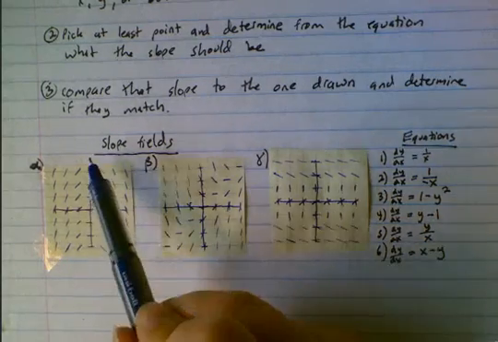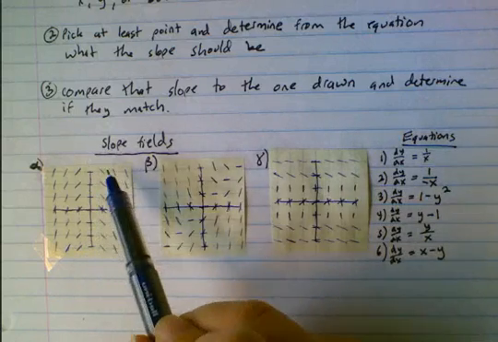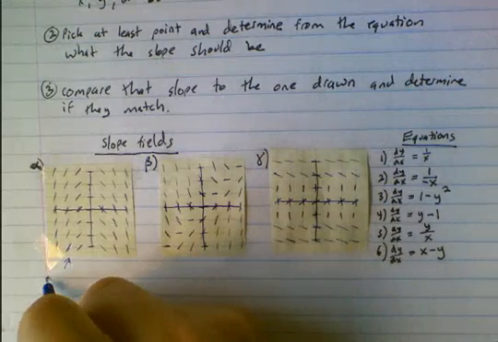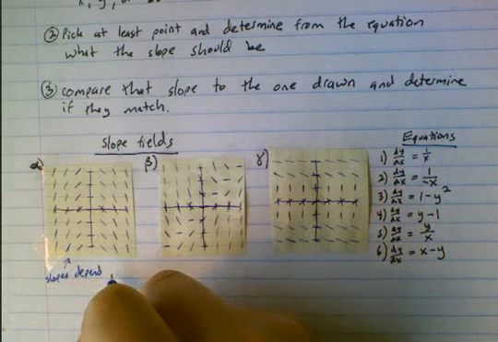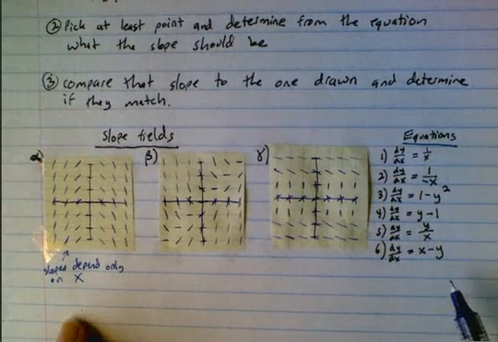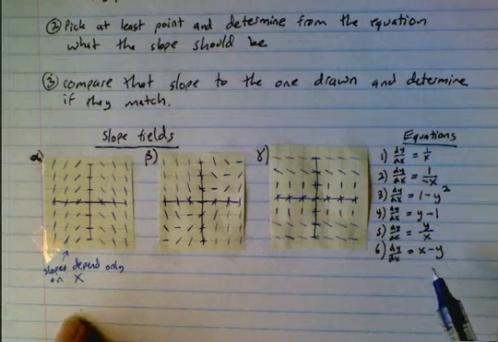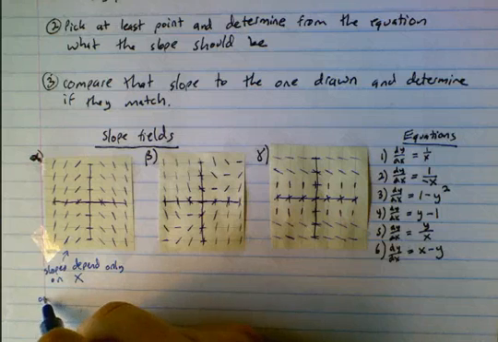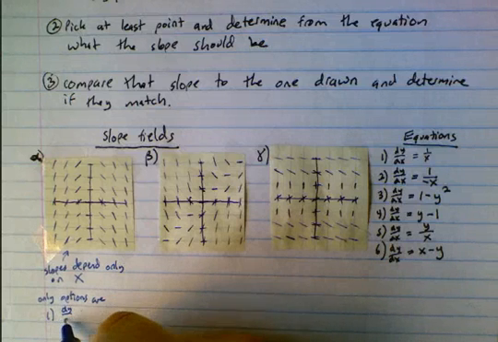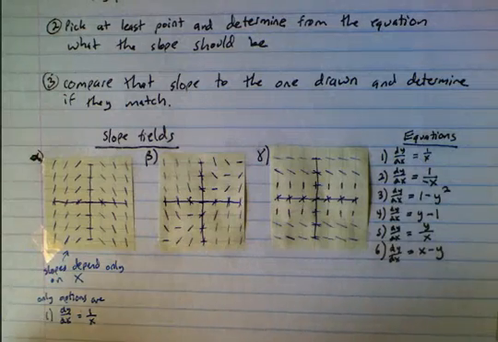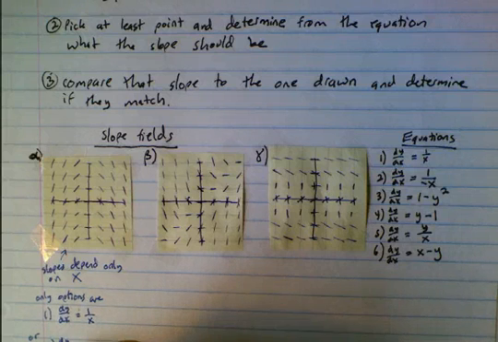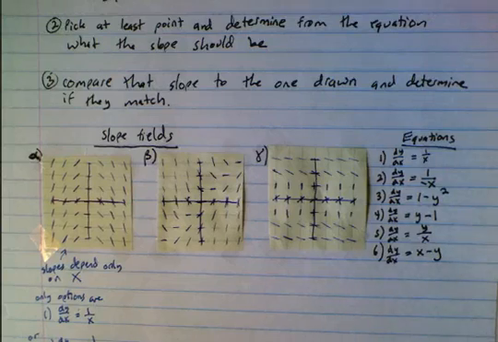So the first thing to notice here is that for alpha, the slopes are the same if the x values are the same. So the slopes do not depend on y. So that means we want an equation that depends only on x. So all these ones that have y in them can't be any of those. So our only options are 1 or 2, dy dx is 1 over negative x.